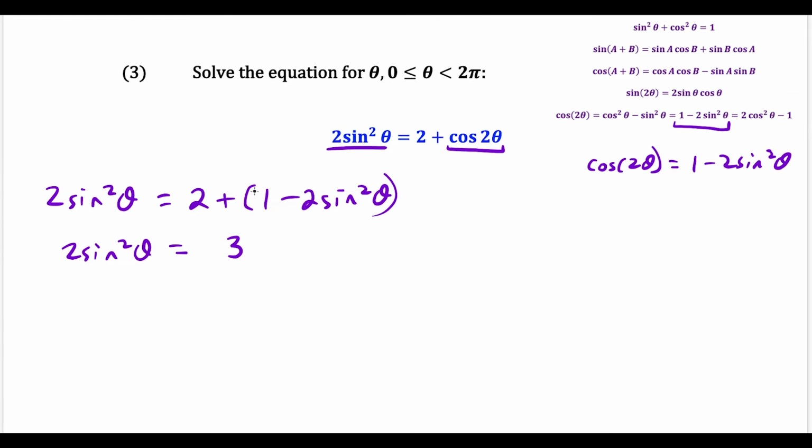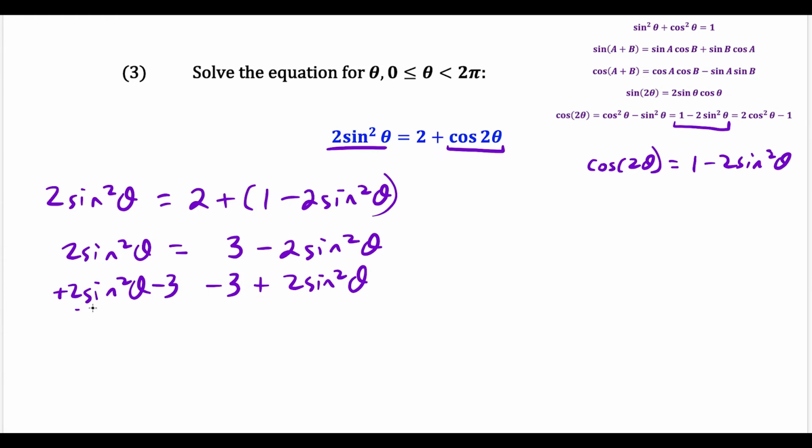And be mindful, there's nothing outside the parentheses here, and this parentheses is not being raised to an exponent. So we could just drop the parentheses, and we could say 2 plus 1 is 3, and we have minus 2 sine squared theta like this. But now we'll move everything to one side, and I prefer to move this over to the other side so that we have a positive in front of our square term. So we have plus 2 sine squared like this, and then all in one step we could just subtract 3 on both sides. So now on the right side we're going to have 0.